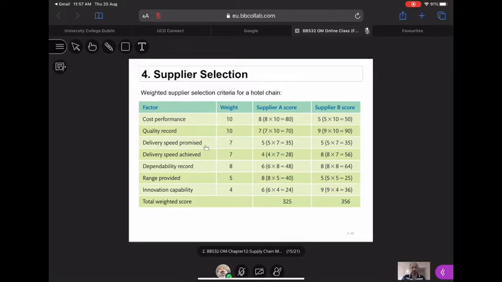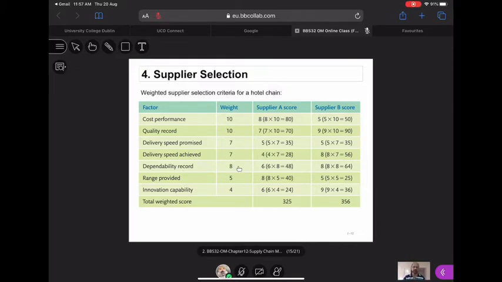Delivery speed promise and achieve, I put 7 and 7 upon 10. Why? Because I'm able to keep stock, and if they deliver 1 day late or 2 days late, never mind, I don't have to worry, I have stock. So it is important, but not very, very important. I put 7 upon 10. Now, I hope you understand what this weightage means.